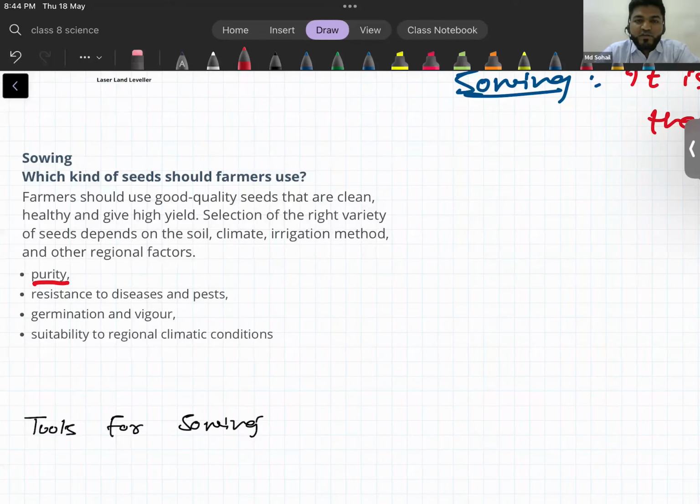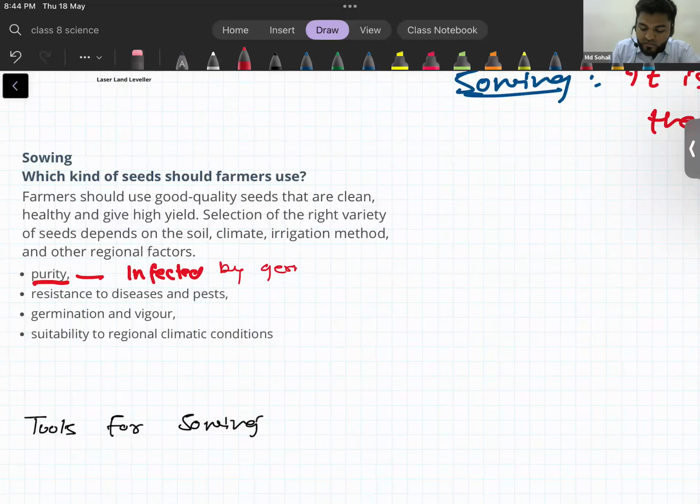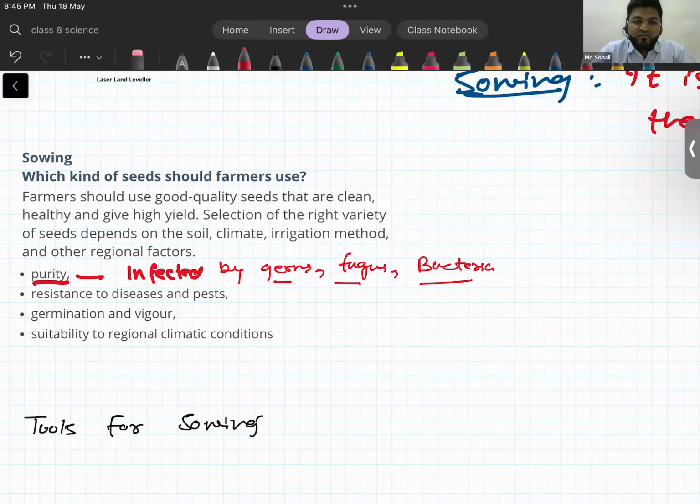So we need to check for purity, whether the seeds are infected by germs, or by fungus, or whether there's some bacteria on them. And how do we determine if the seed is pure or not? Just by looking at it, you will be able to tell whether the seed is infected or not. If they are infected by germs, bacteria, or fungus, they will either be eaten up or their color would have become yellowish or blackish.